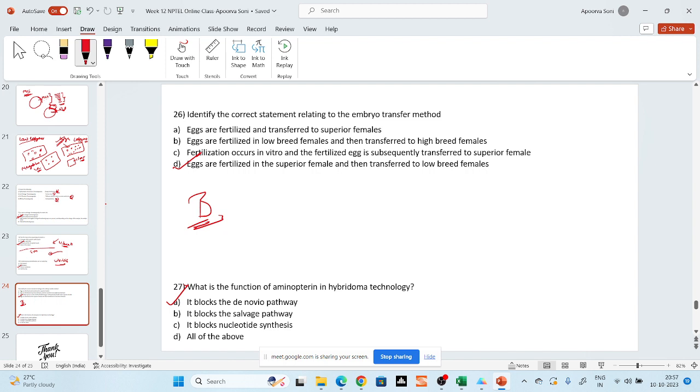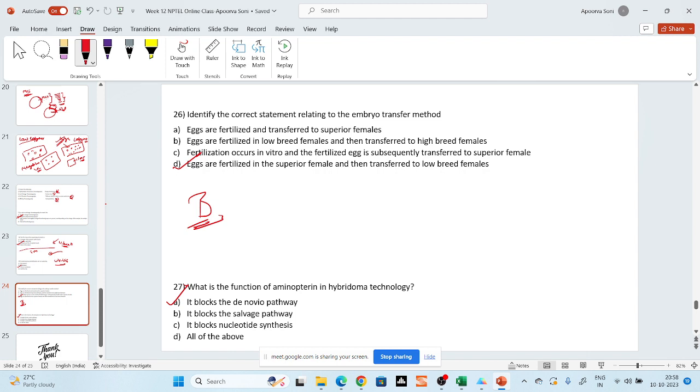Whereas B cells do have the salvage pathway, but they cannot live for a very long period of time, so eventually they will die. But the hybrid cells that have myeloma cells and B cells both will live, because they have the salvage pathway from the B cells, and the capability to live because of the myeloma cells.